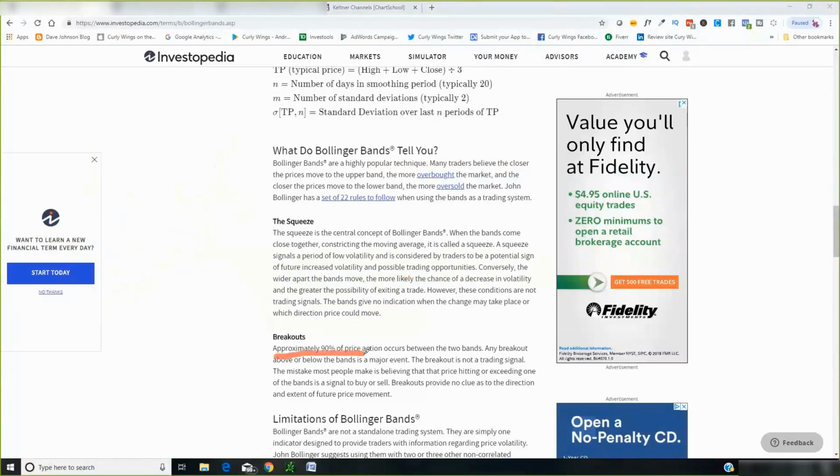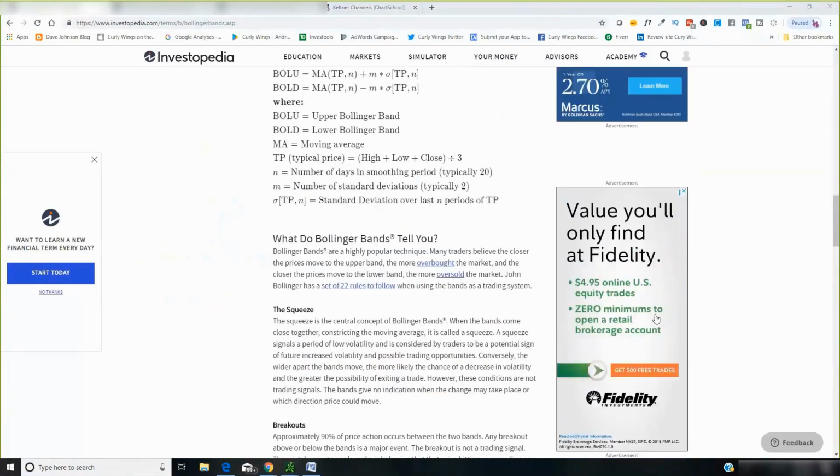Now, I want to read one more thing. Approximately 90% of price action occurs between the two bands. The way it works is, as these bands are going, the majority of the price occurs inside the bands. Any breakout above or below the bands is a major event. The breakout is not a trading signal, and people make the mistake of thinking that when it gets outside of the band, it automatically has to reverse back in. That's not true, okay?